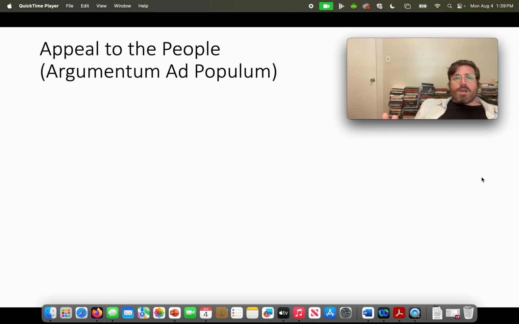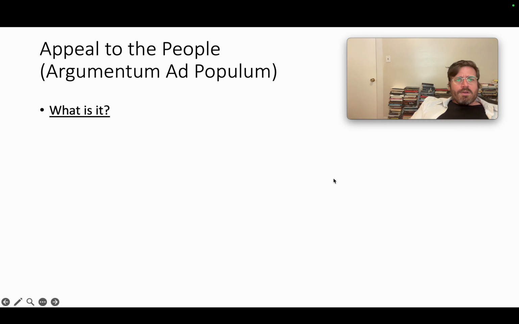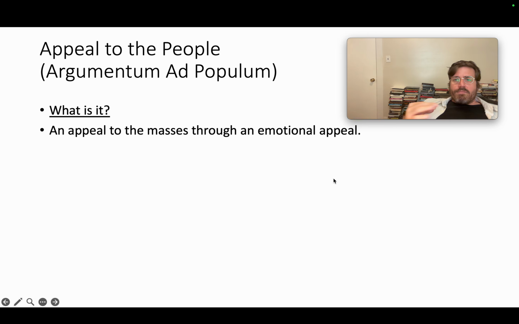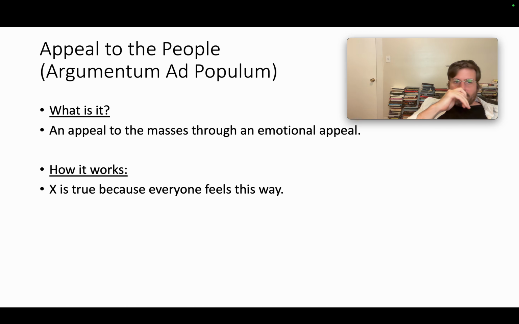We have the fallacy known as an appeal to the people, or an argumentum ad populum, and what this means is an appeal to the masses, right? It's really a kind of groupthink fallacy. How it works is an appeal to the fact that lots of people do feel this way, and so therefore, whatever the position that's being advocated must be true, right?